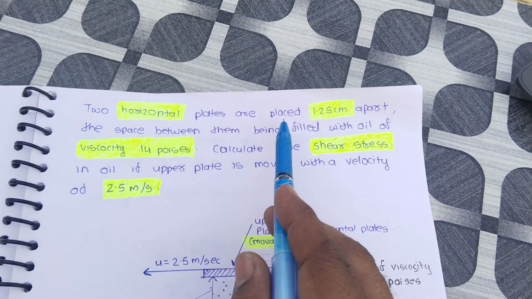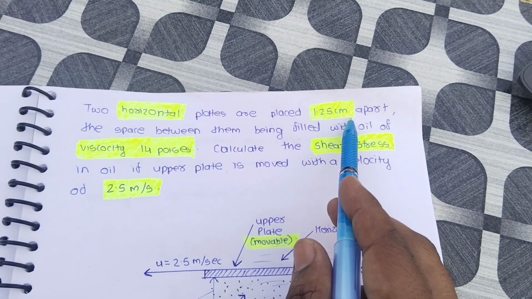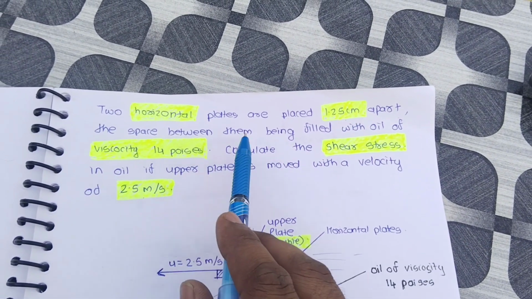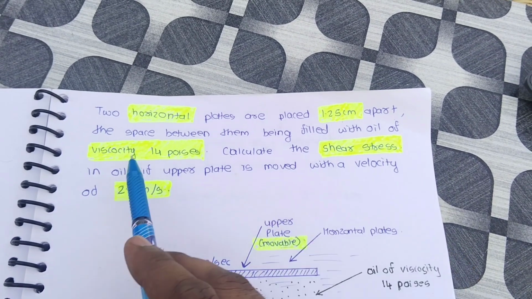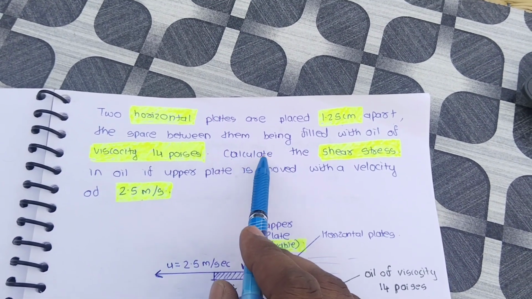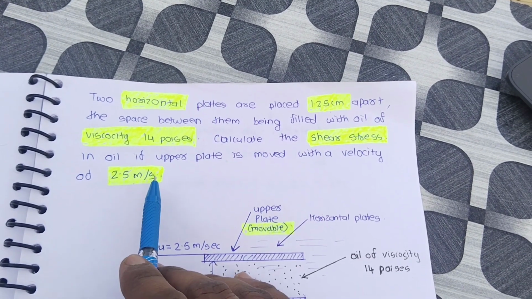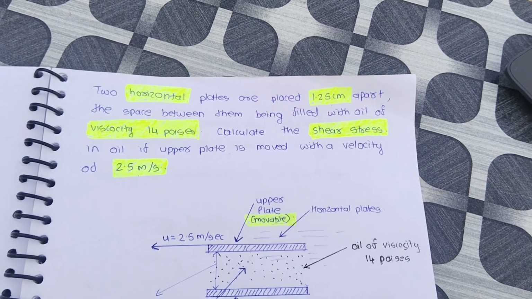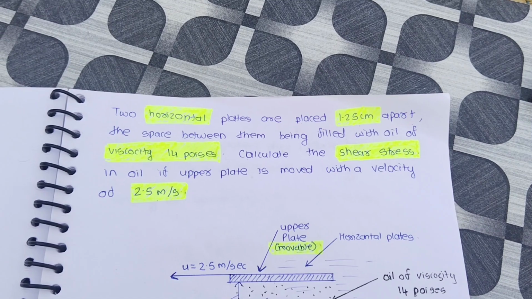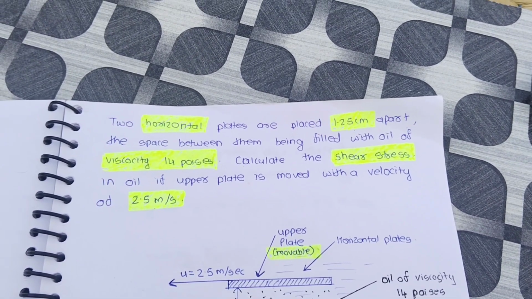Two horizontal plates are placed 1.25 centimeter apart, the space between them being filled with oil of viscosity 14 poise. Calculate the shear stress in oil if the upper plate is moved with a velocity of 2.5 meter per second. So guys, first we have to understand the question, what is given in the question, and what we have to calculate.